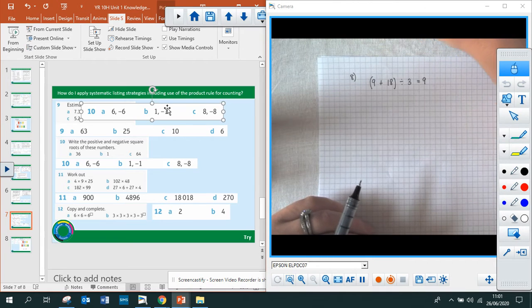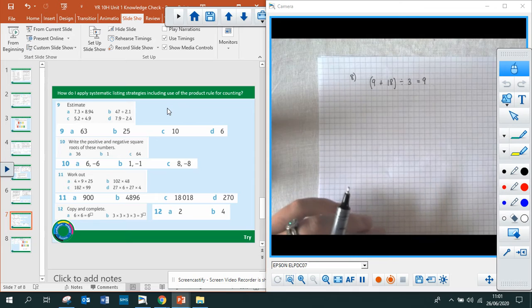Oh, that's gone in the way there, that one. So let me just get rid of that. Then we can go through these parts.